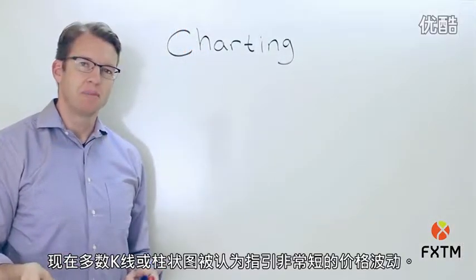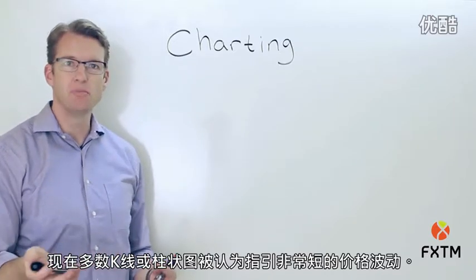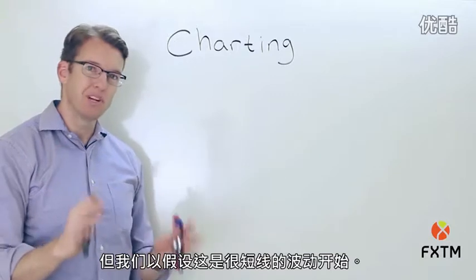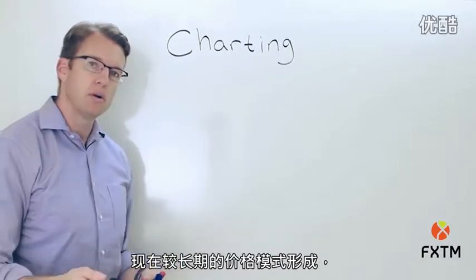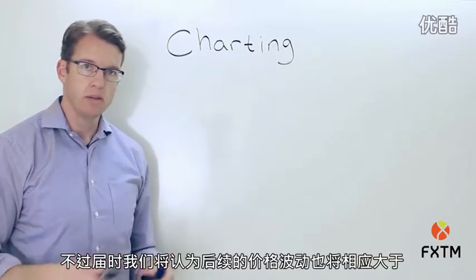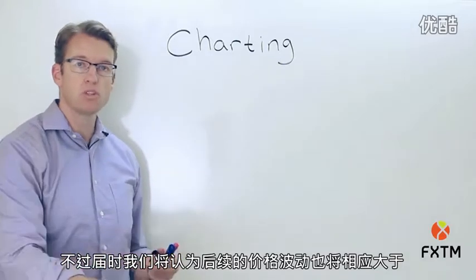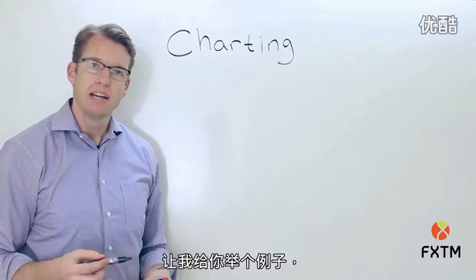Now, most candlestick patterns or bar chart patterns are assumed to lead to a fairly short-term move in the price. That could turn out to be a very large move, but we'd start with the assumption that it's a fairly short-term move in the price. The longer a price pattern takes to form, however, the more we would assume that the subsequent move in the price is also going to be proportionally larger than with a candlestick or a bar chart pattern. Let me give you an example.